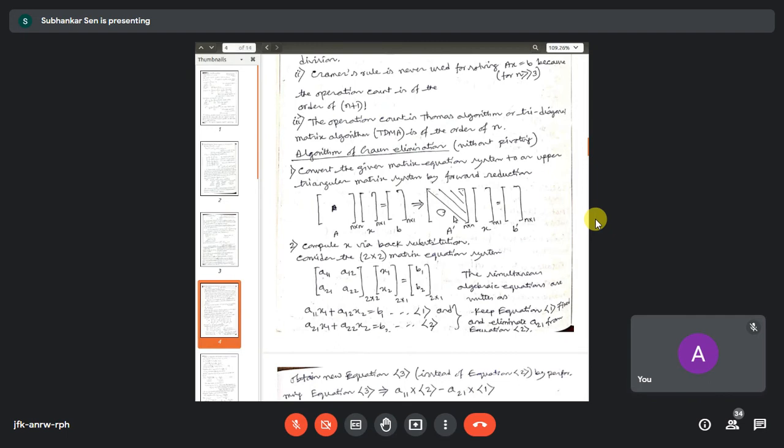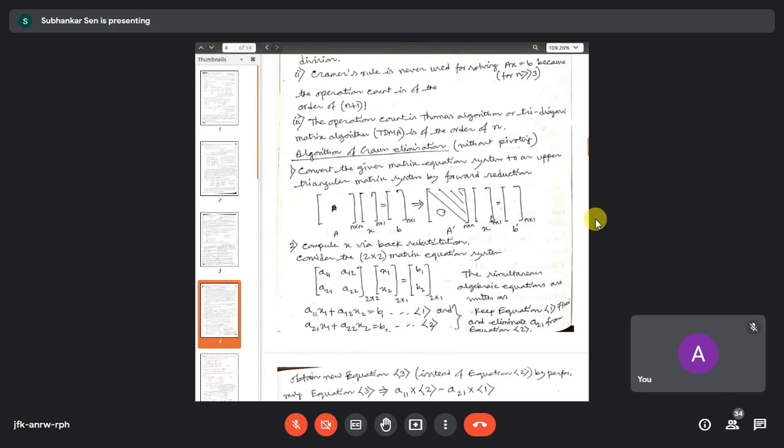When you go to the equation just before, the n minus 1th equation, you have two unknowns, xn and xn minus 1. But xn you have just calculated. So xn minus 1 you can calculate. In this way, when you are moving upward, you can find your unknowns starting from xn to xn minus 1 to xn minus 2, like that to x2 and finally to x1.